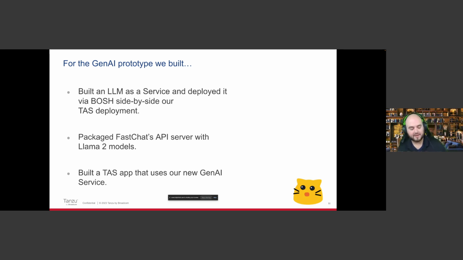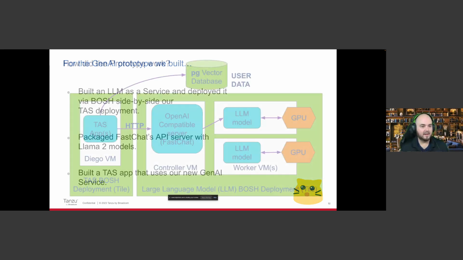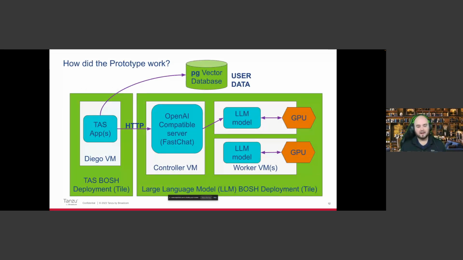So then we took it a step further. We built this large language model prototype as a service, and then we developed an application that runs on Tanzu application service to use this new generative AI service. And what does that really look like behind the scenes? Again, we have what we call the large language model tile as a very first release. It ran this OpenAI compatible server, FastChat, which wires up worker nodes, and those worker nodes typically attach to GPUs and then run these models.